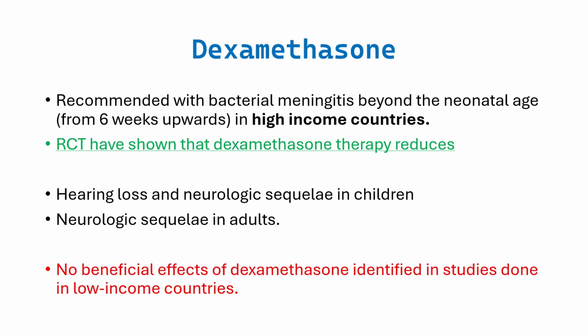Usage of dexamethasone in acute bacterial meningitis. It's recommended with bacterial meningitis beyond neonatal age in high-income countries. Dexamethasone does reduce hearing loss and neurologic sequelae in children, and neurologic sequelae in adults. There are no beneficial effects of dexamethasone identified in studies done in low-income countries.